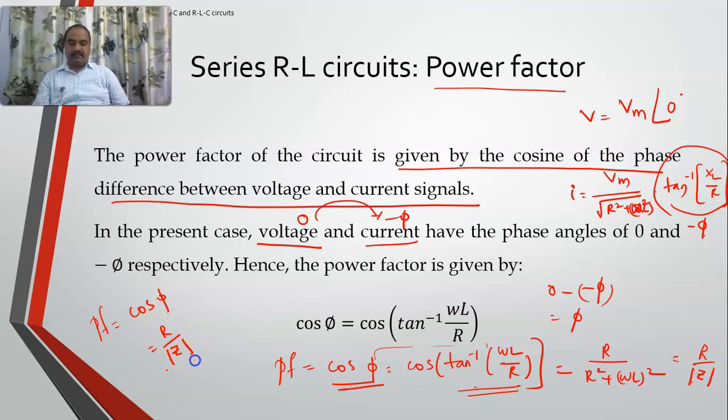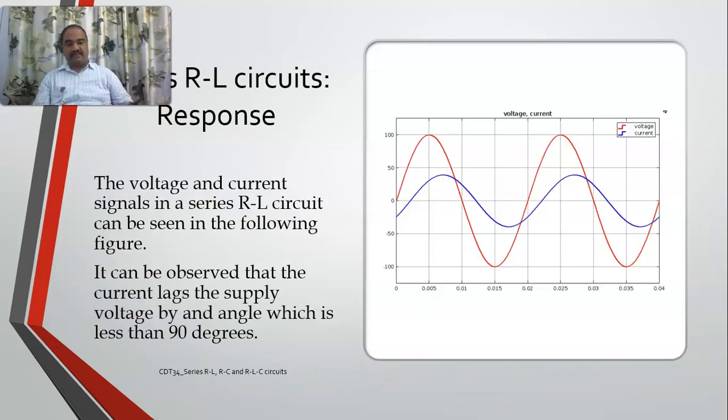Don't use complex number here. Okay. So this is one more representation of power factor. I hope you do remember this formula. Power factor is equal to cos phi, that is equal to R by magnitude of Z. Now let us see the response.